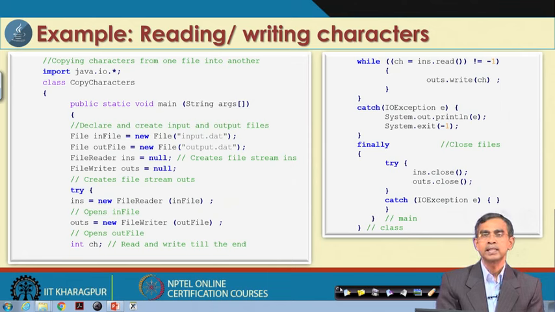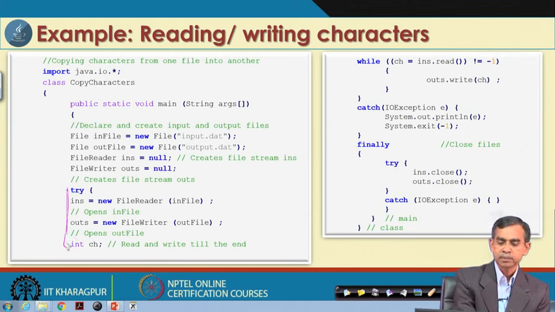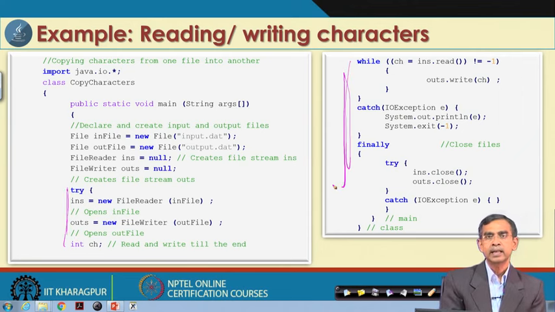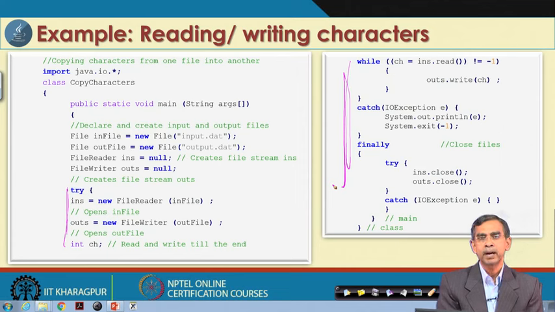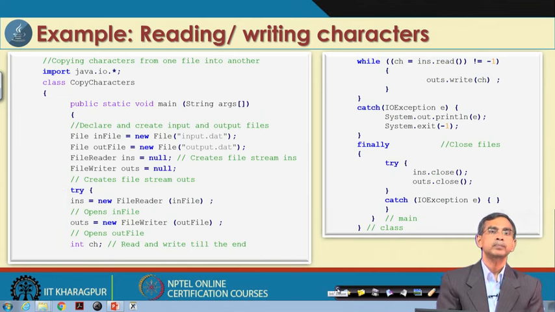So, this way you can see how reading and writing is there, and here you can see all those exception handling mechanisms are there, in case you are not able to open the file, or not able to write the file, or the file is corrupted, or the file permission is not there, so many reasons.